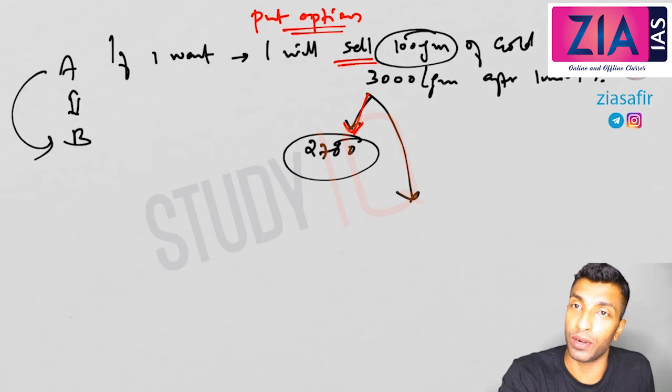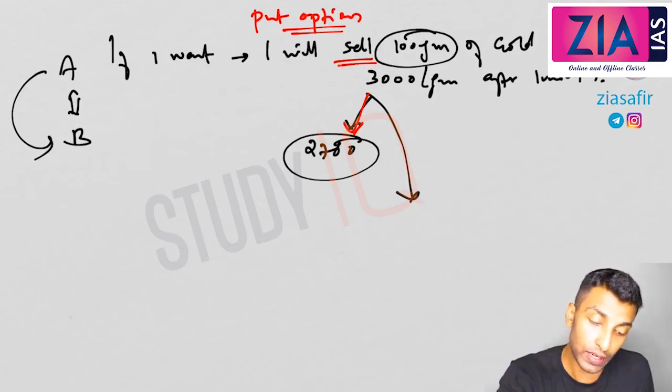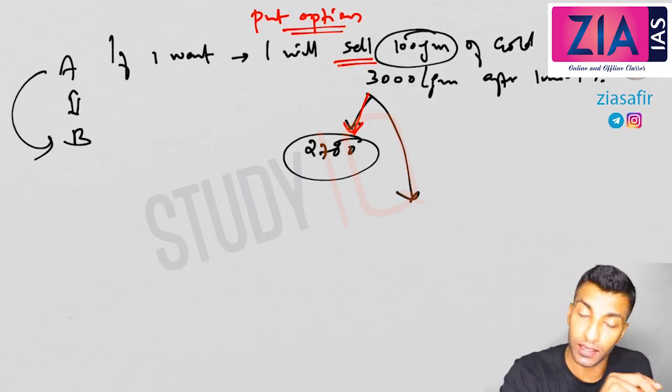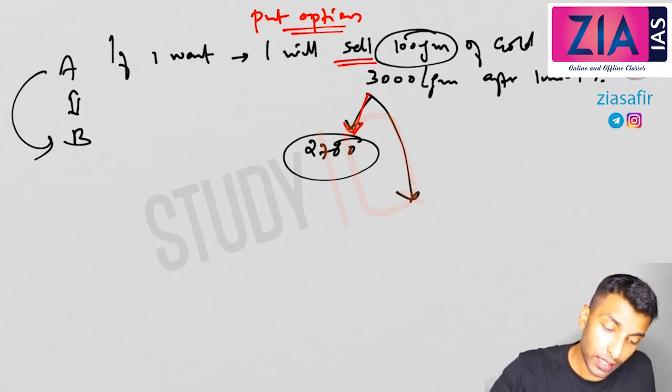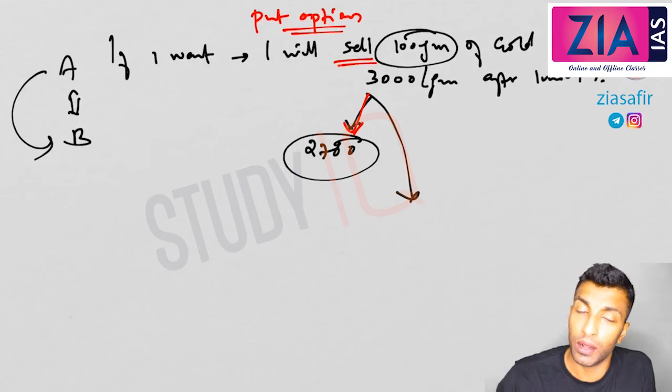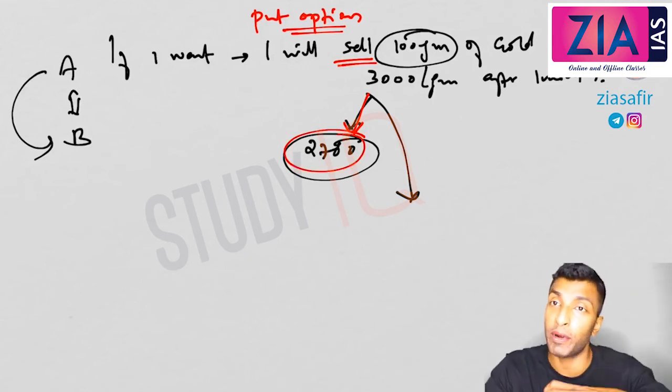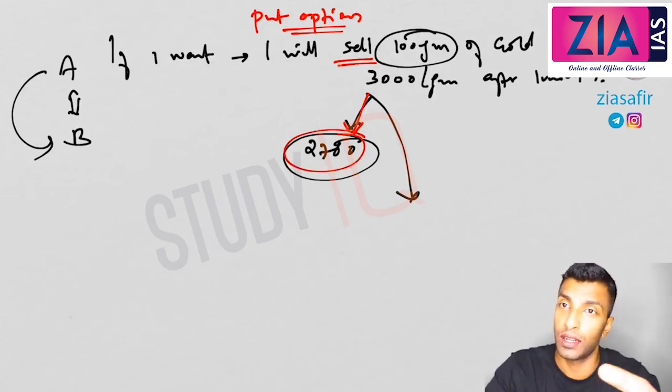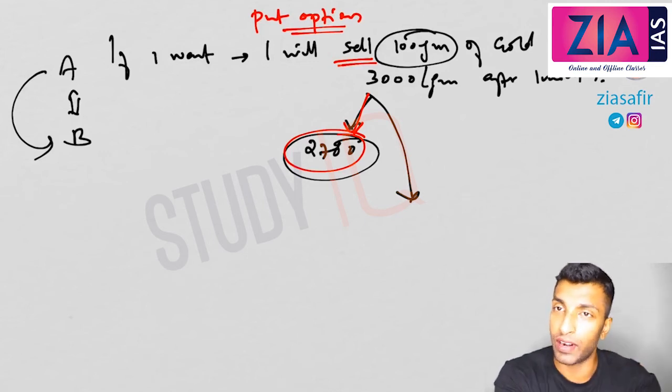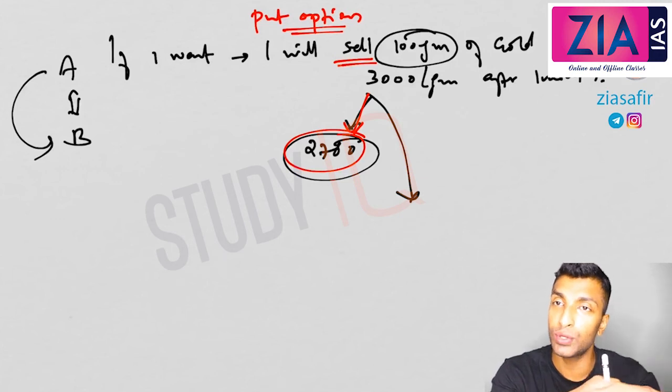The price has come down. So you promised that you will sell at 3,000, but it has come down. So you will get the benefit, right? So you will sell at 3,000. You will exercise your right now. In the market it is 2,700 only, but you have the right to sell at 3,000. So market is 2,700, you are selling at 3,000.